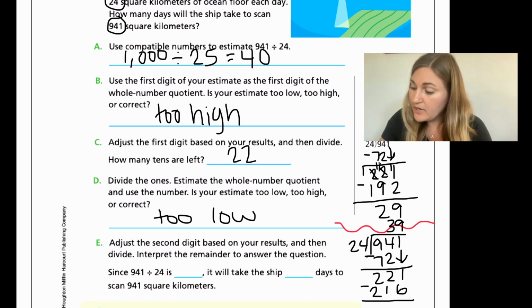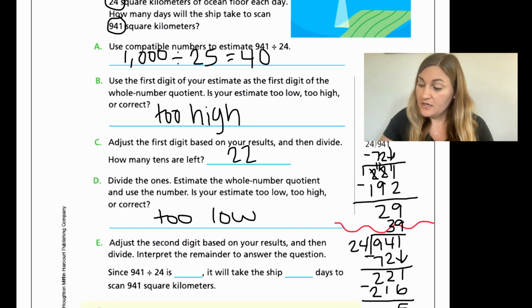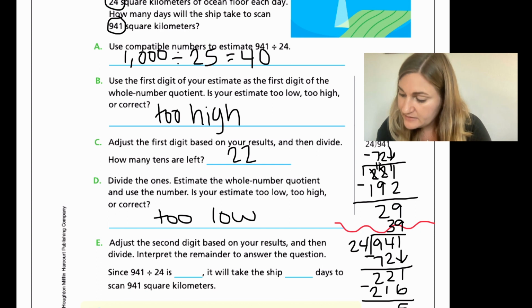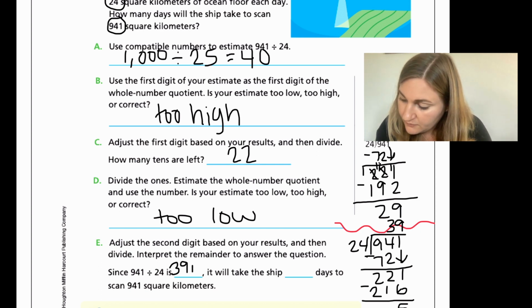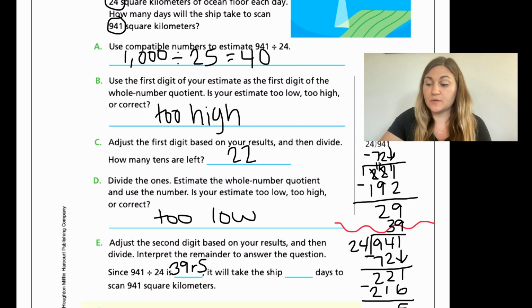So now when I subtract, I know that 221 minus 216, I just need 5 from 16 to get to 21. So I have 5 as my remainder. 5 is definitely lower than 24, so we're good. That's our final answer. It says since 941 divided by 24 is 39, remainder 5, it will take the ship blank amount of days to scan 941 square kilometers.